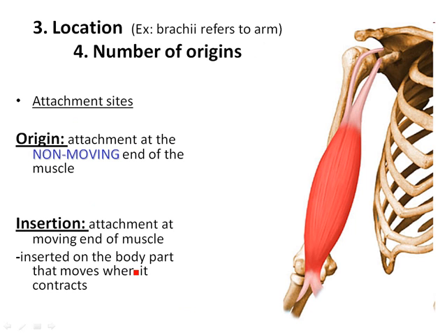Alright, so you can also name it based on location. So for example, brachii means arm, so biceps brachii and triceps brachii both refer to muscles in the arm. You can name them based on number of origins. Remember, the origin is the non-moving end, the insertion is the moving end. So in this muscle, you have two origins. So biceps, bi meaning two. So biceps brachii has two origins.